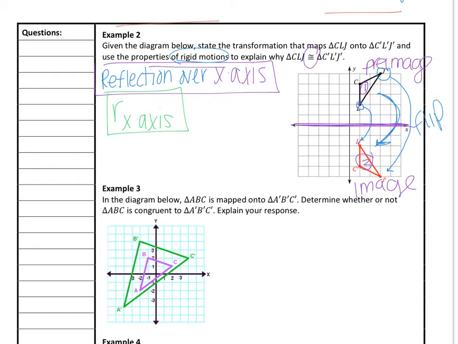So we can say that reflections over the x-axis preserve those two special properties, blank and blank. If you need to look back, please do. Otherwise, pause the video while you write it and then check in with me to see if you're correct.